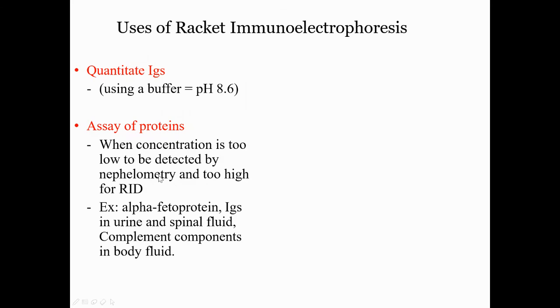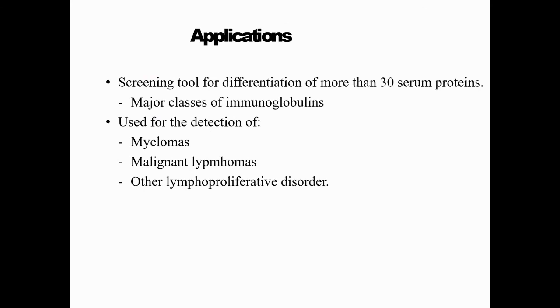In the case of nephelometry, we can see only low concentrations of protein; that is also measured by this technique. For example, alpha fetoprotein and immunoglobulins in urine and spinal fluid can be measured using rocket immunoelectrophoresis. Applications include a screening tool for differentiation of more than 30 serum proteins. We know only three major serum proteins, but with this technique we can screen more than 30 serum proteins.